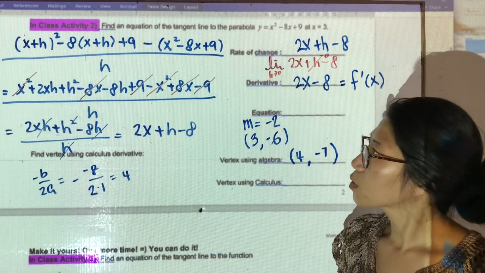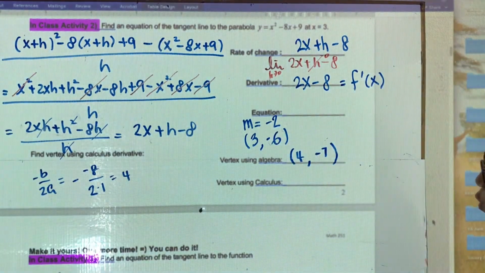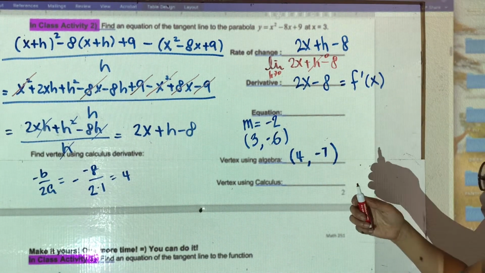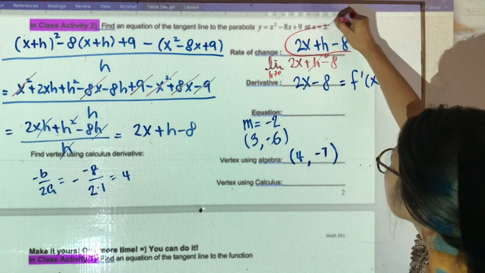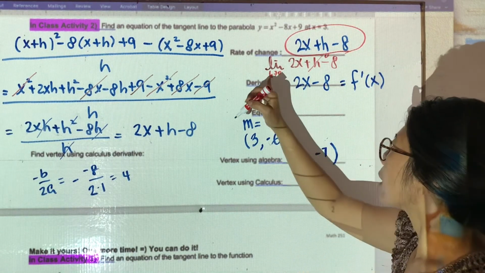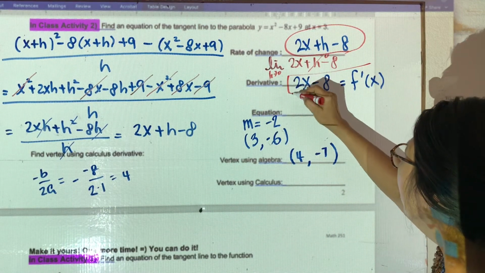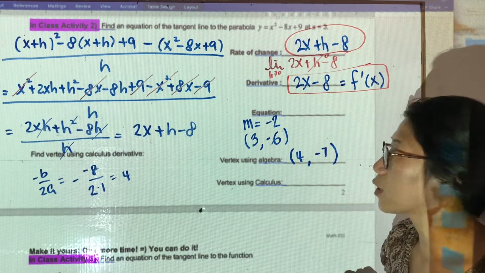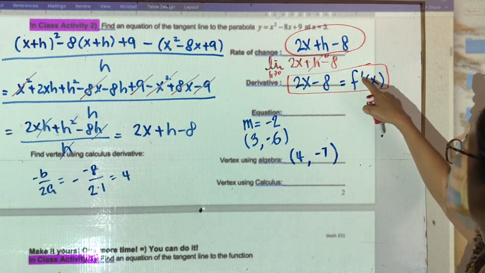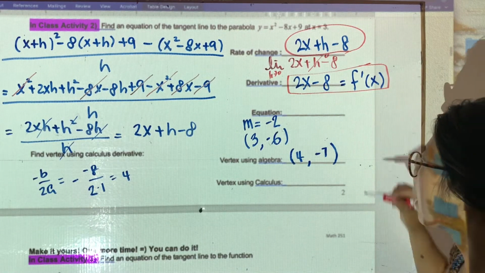Class, I want you to see if your in-class activity matches with mine. Let's compare the answers. First, I got the rate of change 2x plus h. And if I want to find the derivative, by sending h to 0, I get 2x minus 8 as my derivative function. Make sure you write it as f prime. The derivative function of x is 2x minus 8.